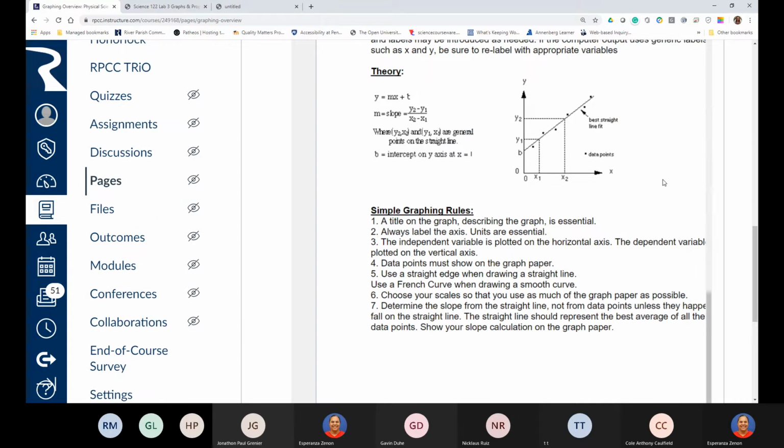Use as much of the graph paper as possible. Choose counting intervals. Are you going to count by 5s? Are you going to count by 2s? Are you going to count by 10s? Do you have to count by hundreds? You have to use an appropriate counting interval so that you use as much of the paper as possible. Okay.